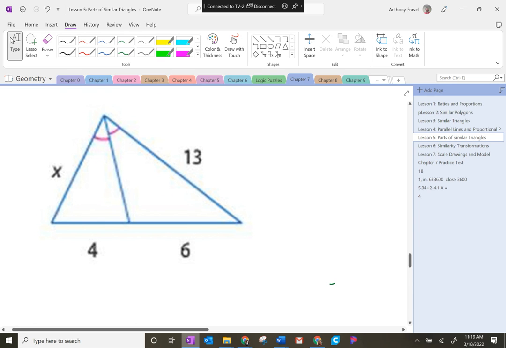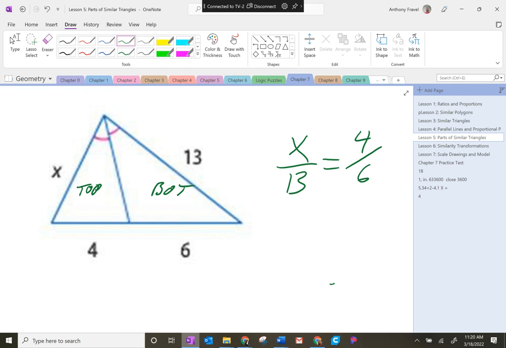All right, so I've got this triangle here. Same way, I'm going to say this will be my top, this will be my bottom triangle. Again, I'm just writing this down so I can stay consistent because this is the area where people tend to make little simple mistakes. So I've got x over 13 equals 4 over 6. Again, I can compare the top two numbers, bottom two, and now I'm going to be able to cross multiply. I've got 6x equals 4 times 13. That's going to be 52.